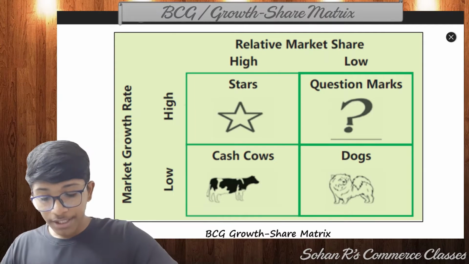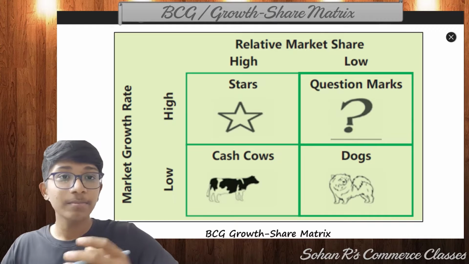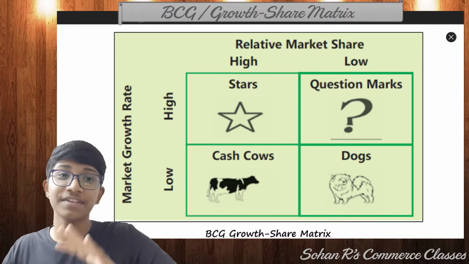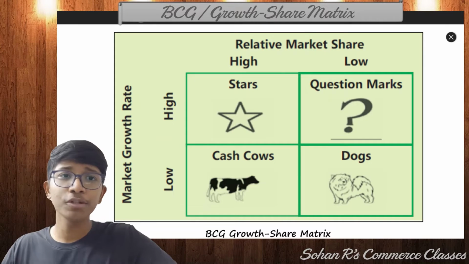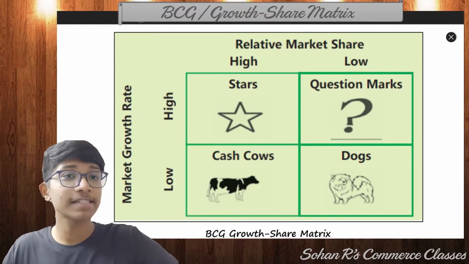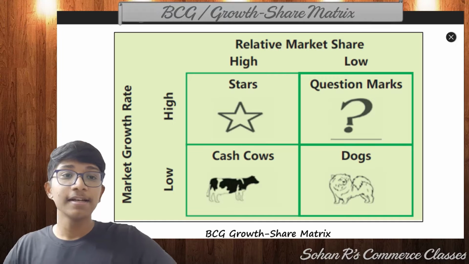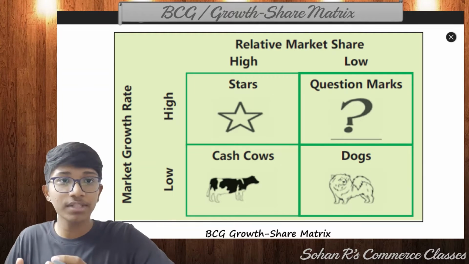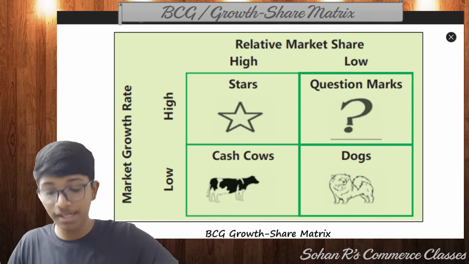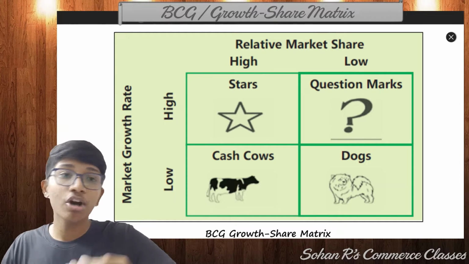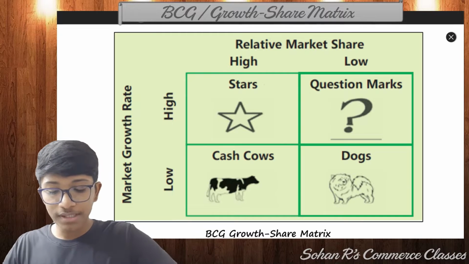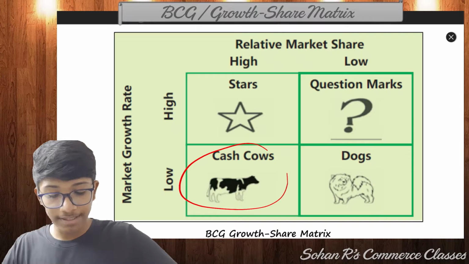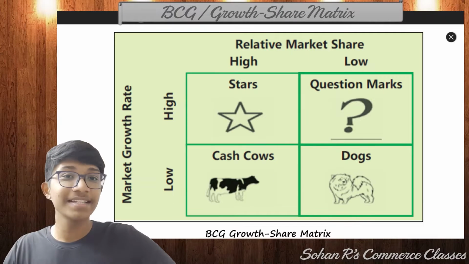Now, when you bring down the axes to the points where they meet, you get four types of classification of your products or units. You must be doing strategic business units. Those are the different divisions, or products within a division. Those kinds of things are called strategic business units. So it can either be a product or a strategic business unit. So the first category is known as the stars. The second one is the question marks. The third one is the cash cows, and the fourth one is the dogs.